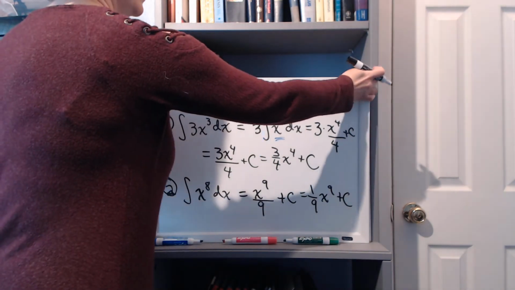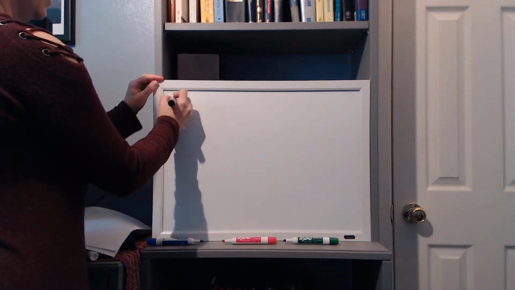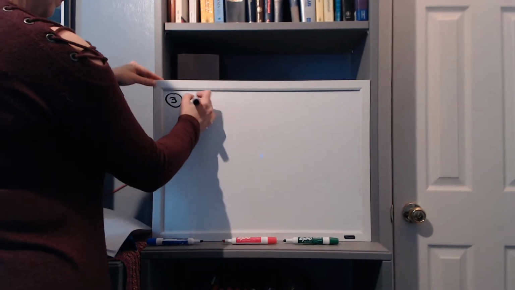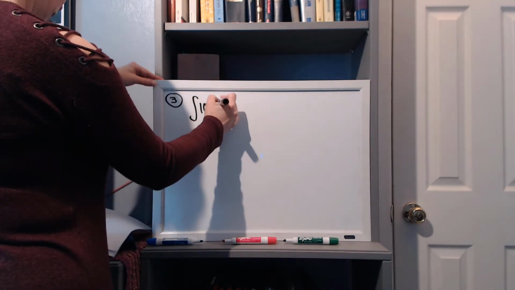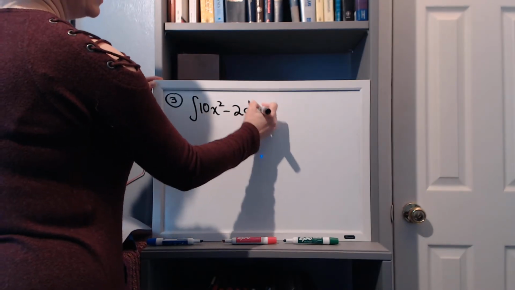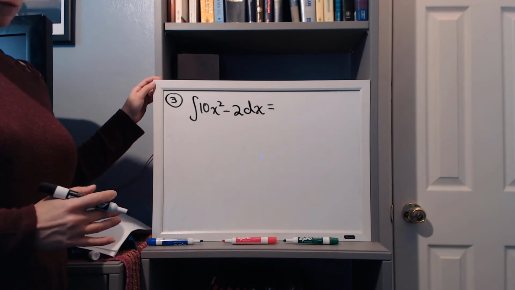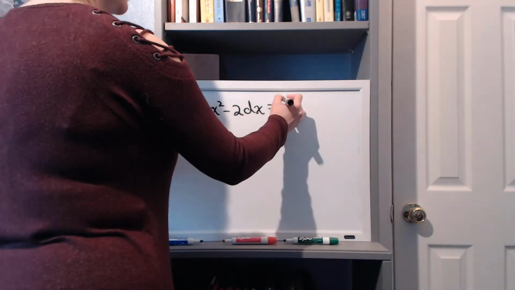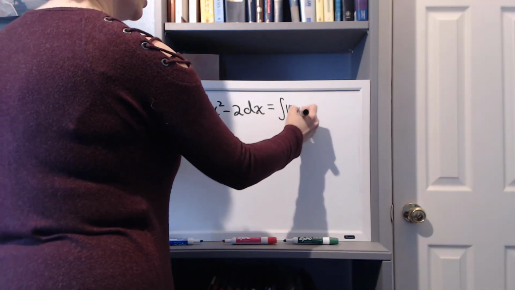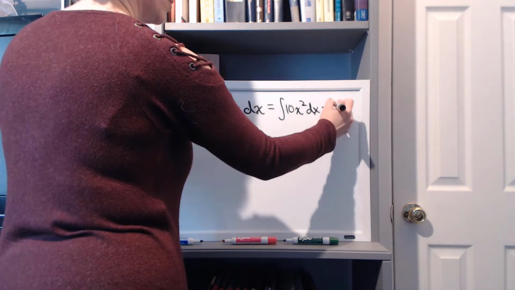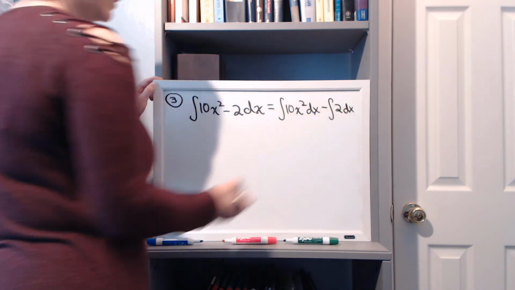Now we're ready for the next example. All right, example 3. Here we have the integral of 10x squared minus 2 dx. For this I'm going to apply first the sum and difference rule that will allow me to break this up into 2 integrals. The integral of 10x squared dx minus the integral of 2 dx.